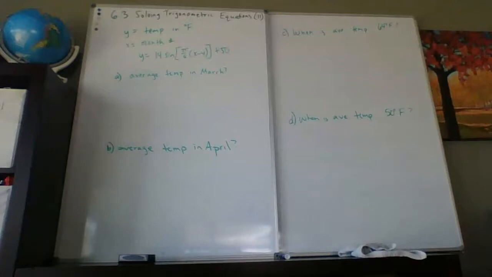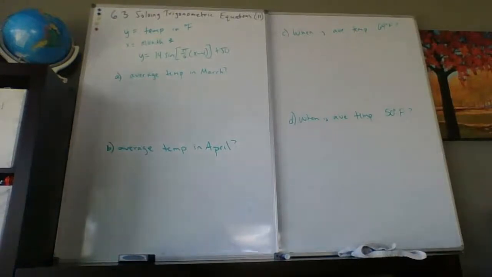The following function approximates average monthly temperature Y in Fahrenheit in Vancouver, Canada. Here, X represents the month, where X equals 1 corresponds to January, X equals 2 corresponds to February, and so on. Y equals 14 sine of pi over 6 times the quantity X minus 4 plus 50. So A is asking, what is the average monthly temperature in March?